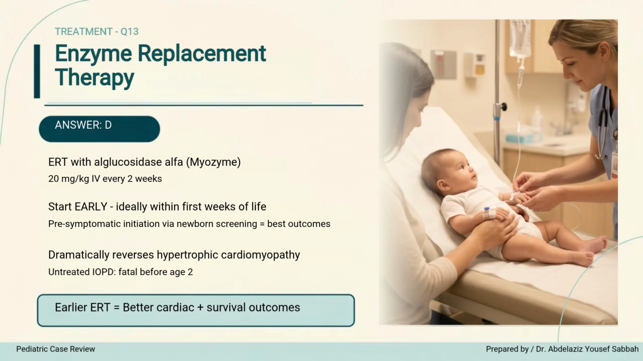Untreated infantile onset Pompe disease is typically fatal before the age of 2 years. The central message is that earlier enzyme replacement therapy means better cardiac and survival outcomes.